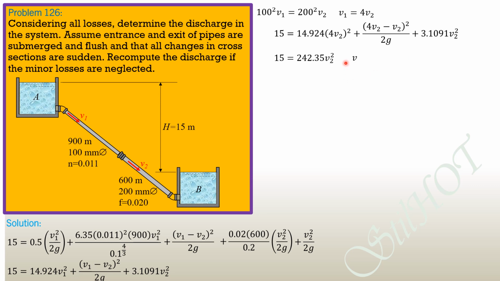From here, we can solve V sub 2. So V sub 2 is 0.2488 meters per second. Then the discharge, considering all losses, is pi over 4 times 0.2, diameter of pipe 2, 0.2 squared times velocity 0.2488 times 1000 liters per cubic meter. So the discharge, considering all losses, is 7.816 liters per second.